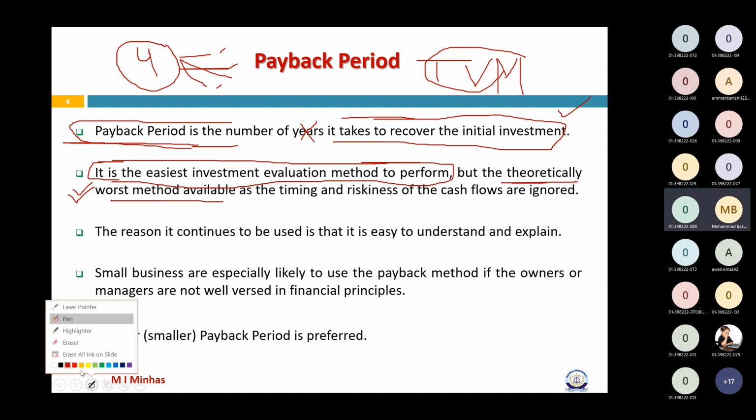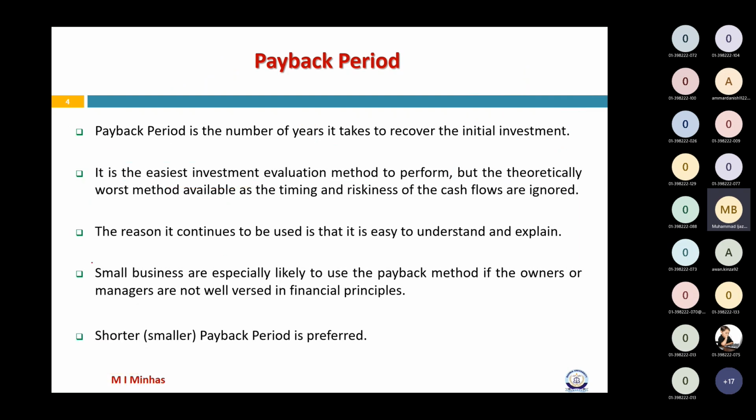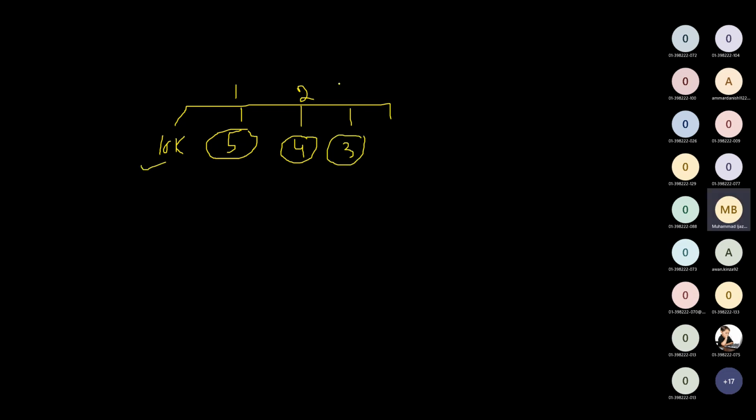One factor was pointed out by Mr. Umar, that it ignores the time value of money, right? Do you remember in this example that I just showed you, this is the original amount, 10K. First year, I'm getting 5,000. Then I'm getting 4,000. Then I'm getting, let's say, 3,000 and so on. But this 3,000, this 4,000 is not in present value terms. Its worth would not be the same as 5,000 now. Its worth would not be the same as 4,000 now. Its worth would not be the same as 3,000 now. But we have just ignored it.